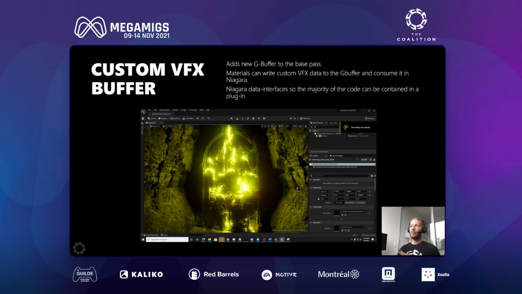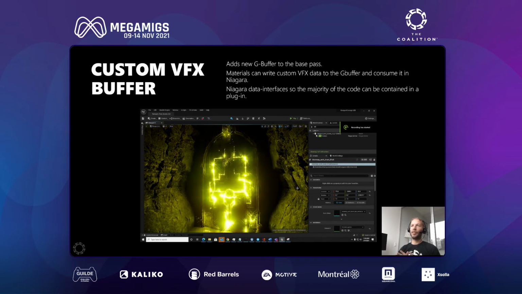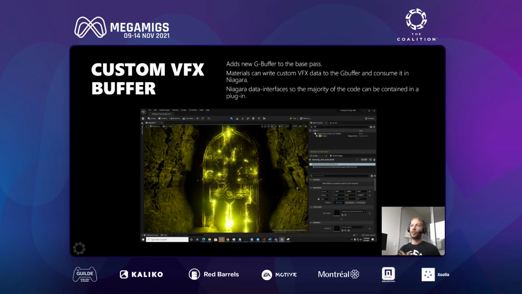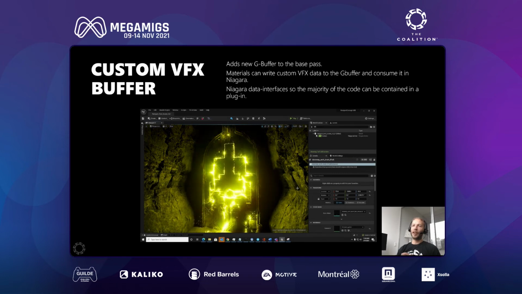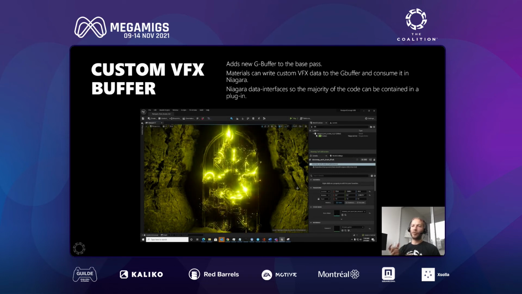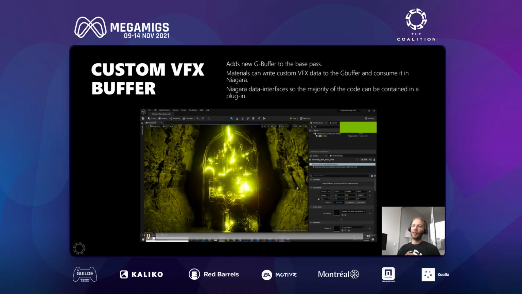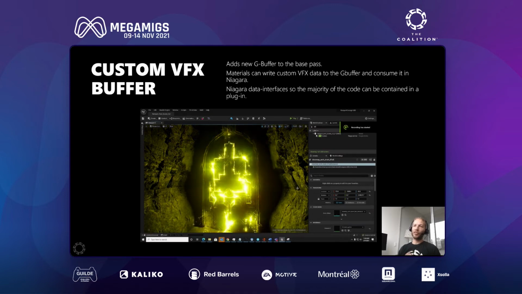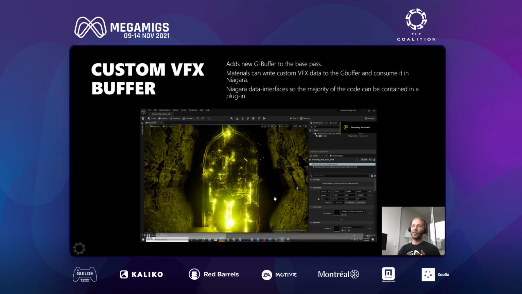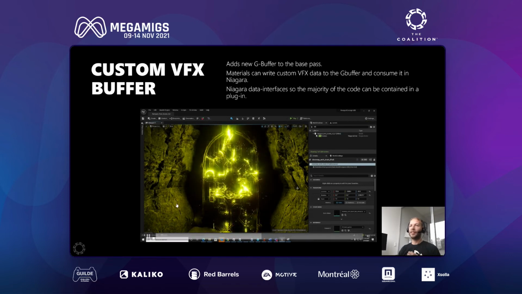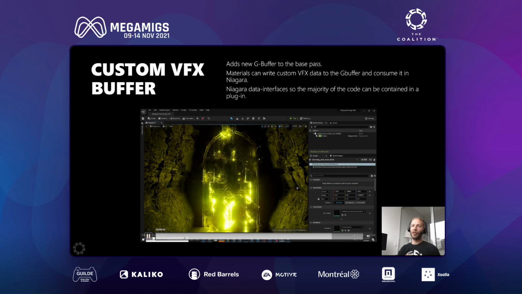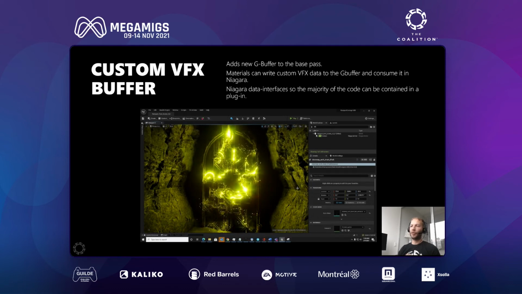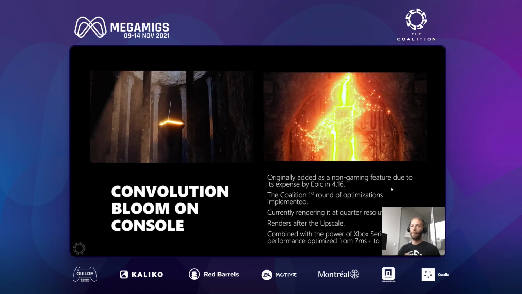We added a custom VFX buffer, like I mentioned at the beginning of the talk, and materials can write this custom VFX data to the G buffer, and Niagara can be aware of that and do things with it. So Niagara can spawn particles from an emissive material, like in this case on the door, and it's just so cool how you can see even Lumen picking up on it, and it's changing the lighting in the hallway here. But yeah, this is really powerful. And we are definitely going to be using that a lot.